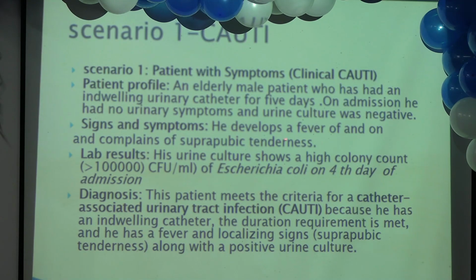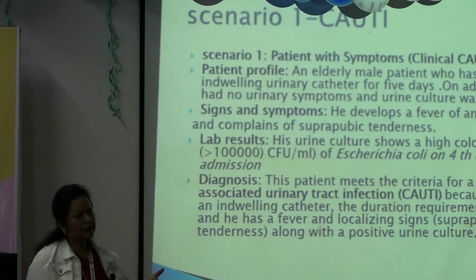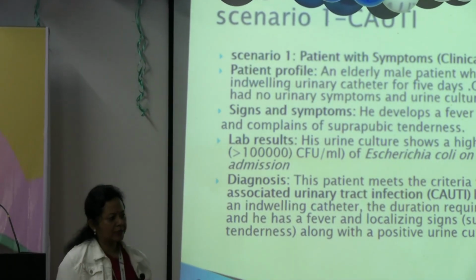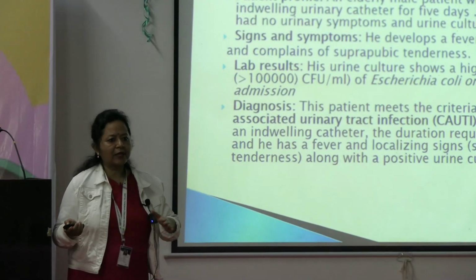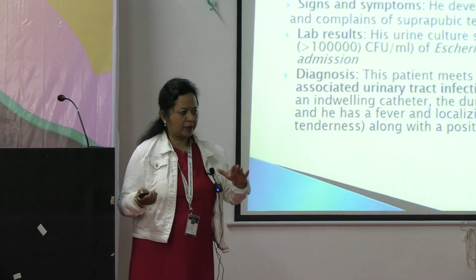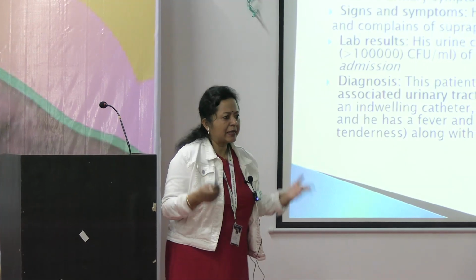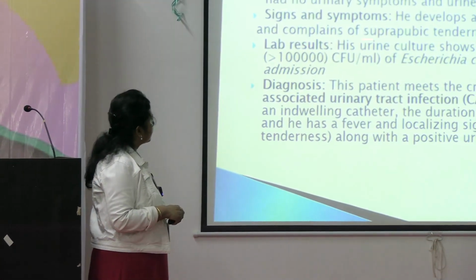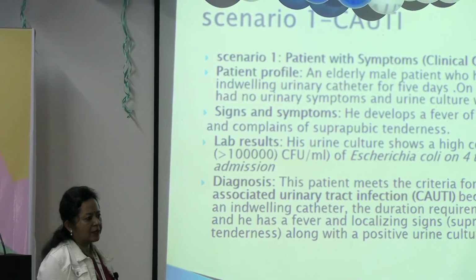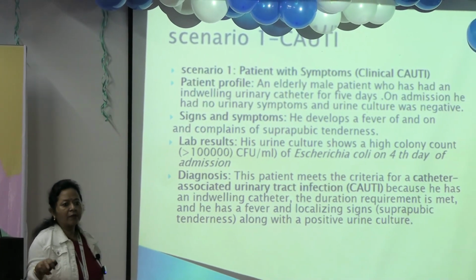Signs and symptoms: he developed a fever off and on and complains of suprapubic tenderness. Suprapubic, understand? Over the pubic area where the bladder is, right? Signs are elicited by the doctors; symptoms the patient will tell you. When you put the hand over the suprapubic area he says, oh wow, he's getting pain. He is telling you he is having pain, and he is also in fever. That means you will understand there may be some infection there, right?